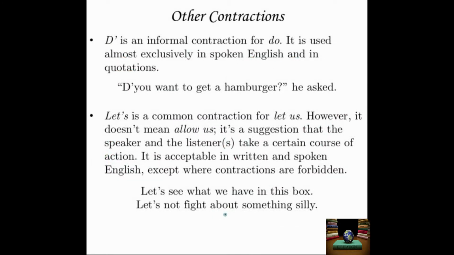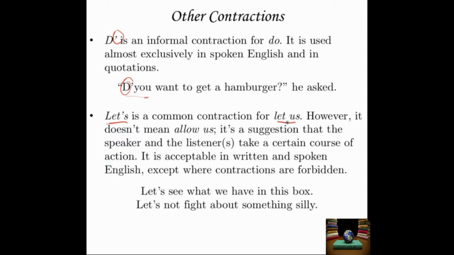Next, d', with the apostrophe after it, is an informal contraction for do. It is used almost exclusively in spoken English and in quotations. So, d'you want to get a hamburger? he asked. The d' in this case stands in for do. Similarly, let's is a common contraction for let us.